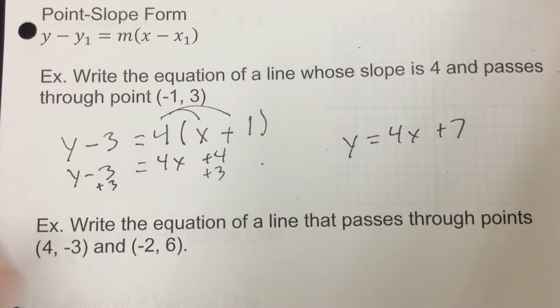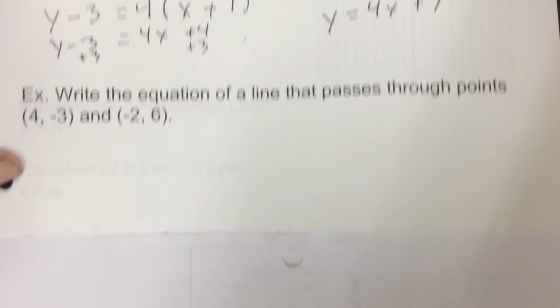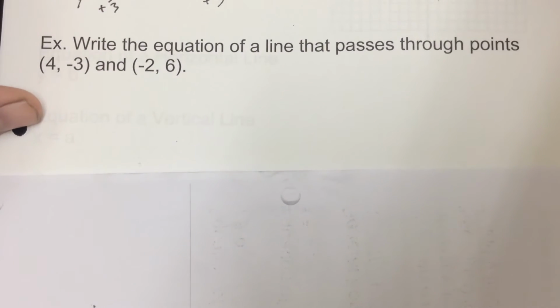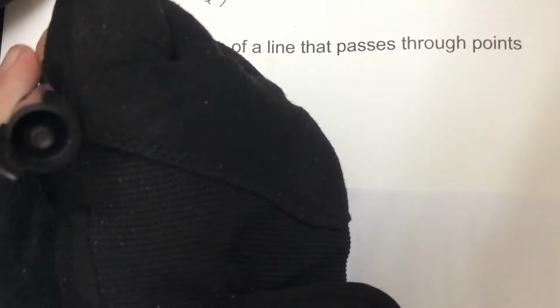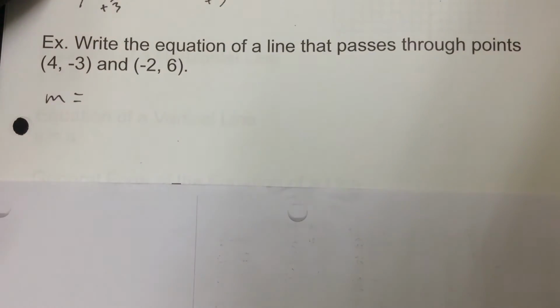Now, what happens when we have 2 points and no slope? Well, we can find our slope. So first thing, m equals. Why they do m for slope, I'm not 100% sure. I'm sure you could Google that and find that. But I'm going to keep going on with the lesson.